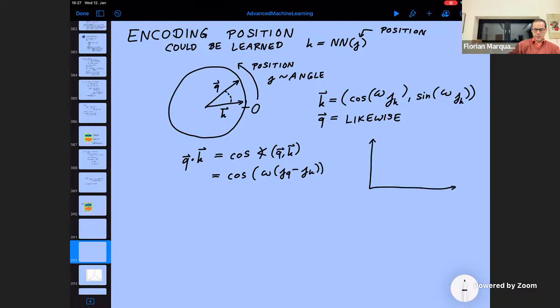And so you would have something like this. If I plot now the value of this q times k scalar product versus the position of the object j_k, then I will see that I get a maximum exactly at j_q, which is the position inside the query. That's a part of a cosine function. So here it would be one. So that looks promising. The only question is, how should you choose omega? And that's a little bit tricky.